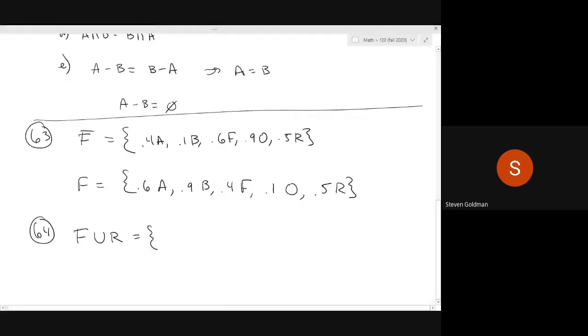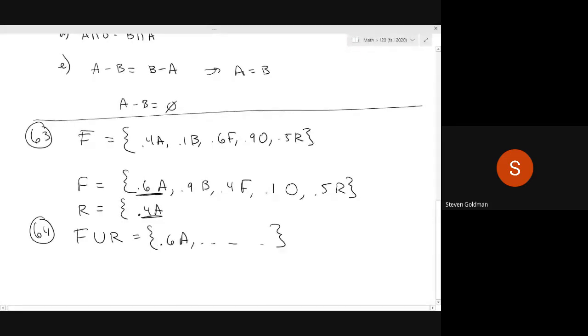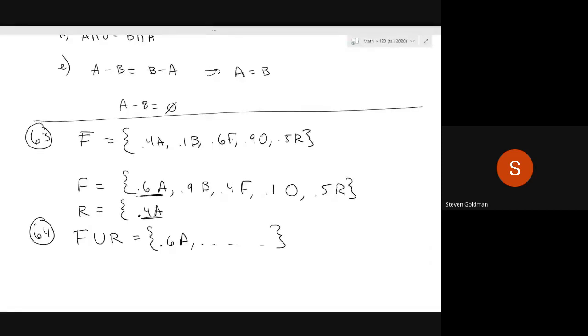Again, for this one, we're told that the union is the maximum of the two numbers. So for Alice, for A, in F, the set of famous people, Alice was 0.6. In the set of rich people, Alice was 0.4. In the union, we just write down whichever one is bigger, so 0.6A. And we do the same thing for all the others. That would be how you would finish this problem. I'm not going to write them all out.